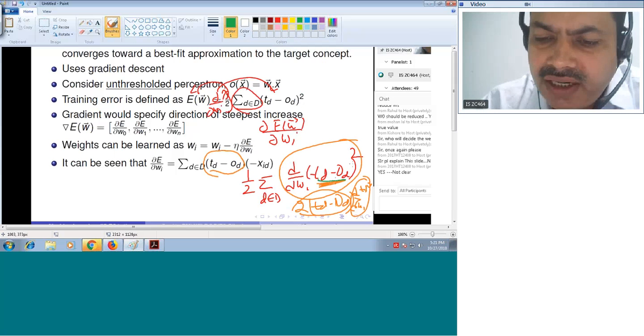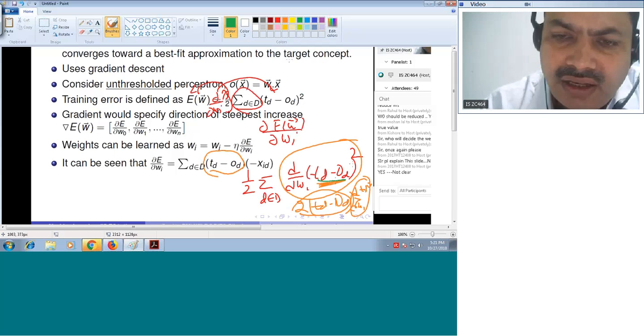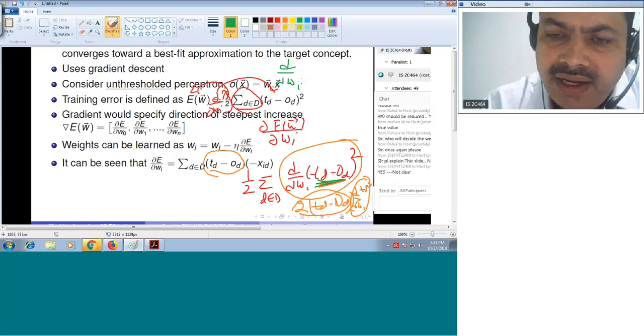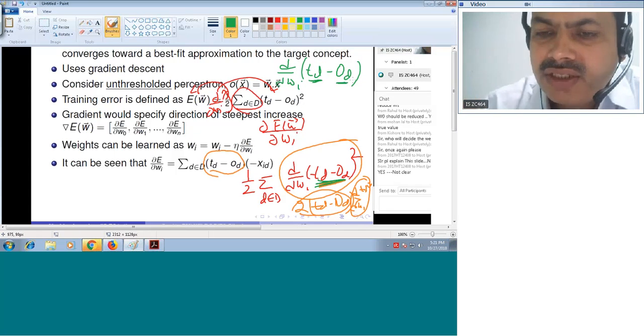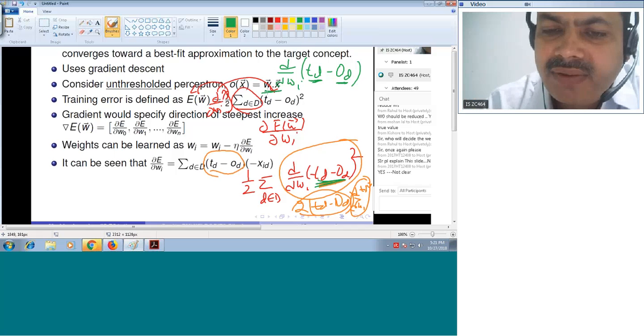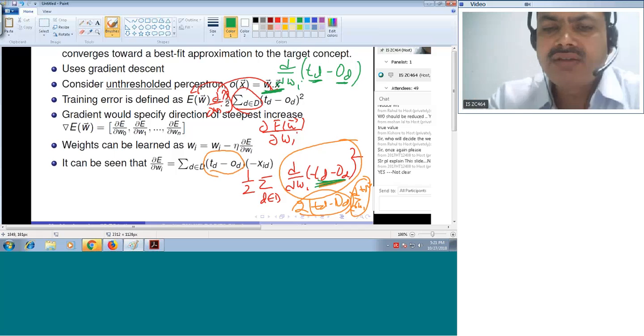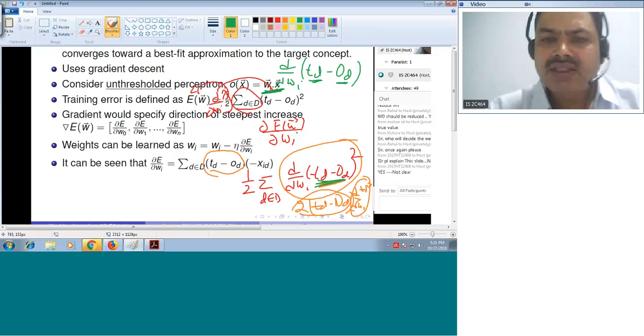The remaining term is d upon dwi of (td minus od). You know td is independent of wi, so it becomes 0. The only differentiation that remains is of this term, and this is the multiplication by xi. This is the formula.